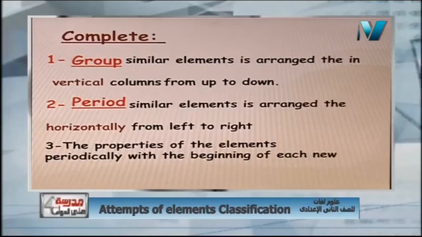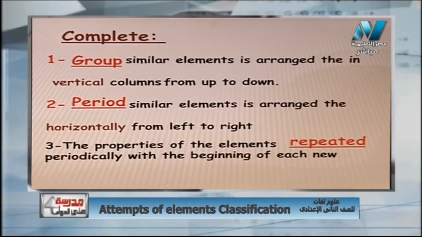He found by this arrangement of the 67 cards of these elements that the properties are repeated regularly at the beginning of each period. The property is repeated again at the beginning of each period. It is repeated regularly again. Okay, complete number three. The property of the element what?